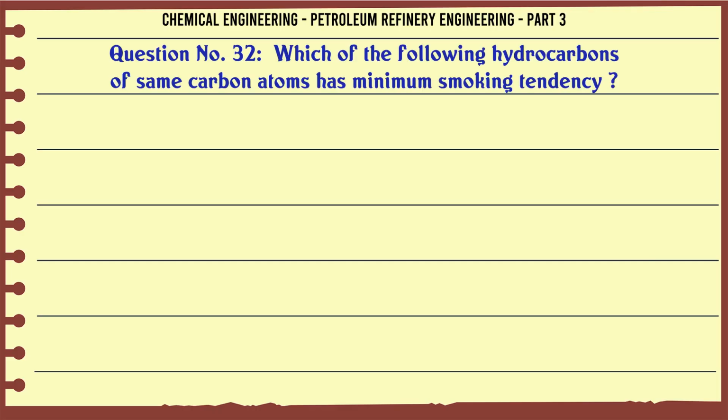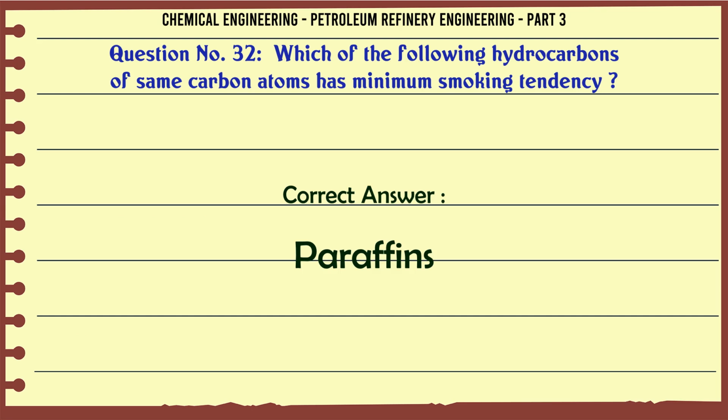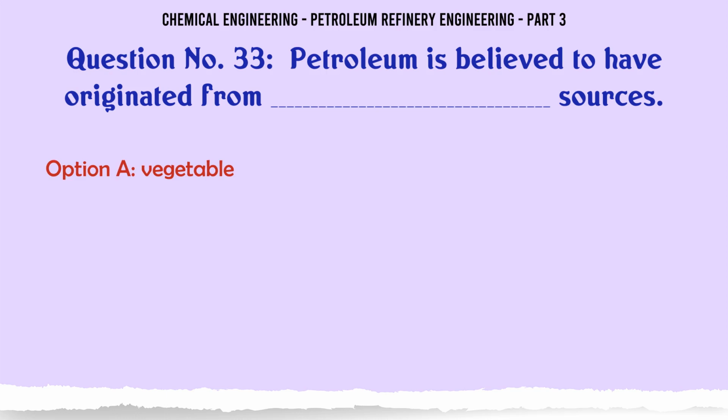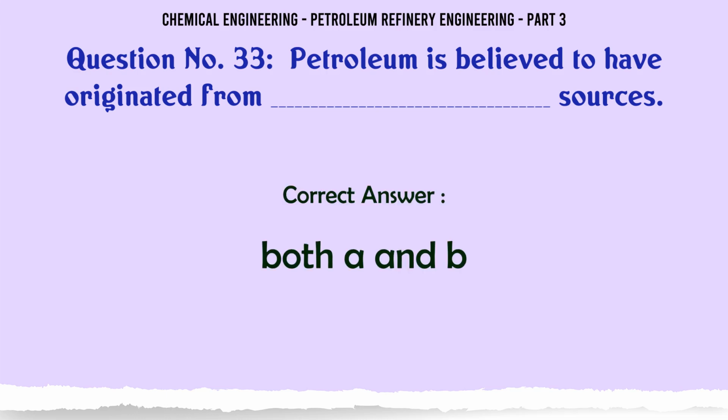Which of the following hydrocarbons of same carbon atoms has minimum smoking tendency? A. Paraffins, B. Naphthalene, C. Aromatics, D. Isoparaffins. The correct answer is paraffins. Petroleum is believed to have originated from sources A. vegetable, B. animal, C. both A and B, D. neither A nor B. The correct answer is both A and B.